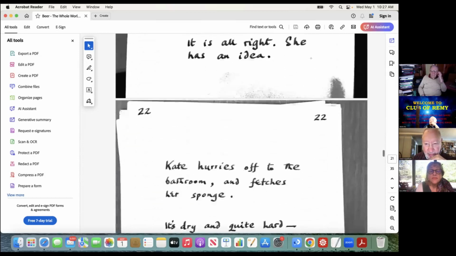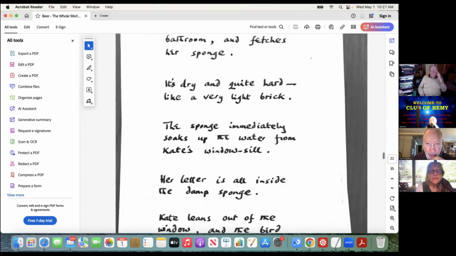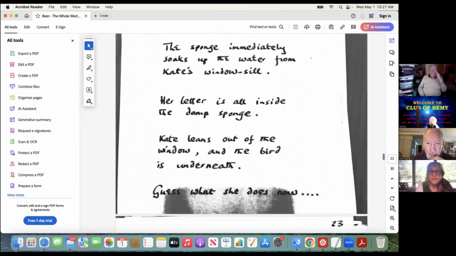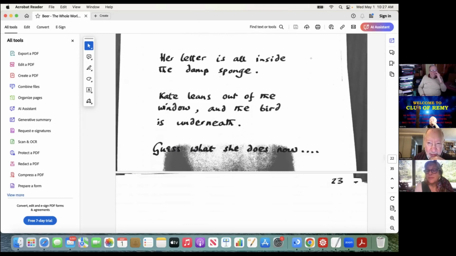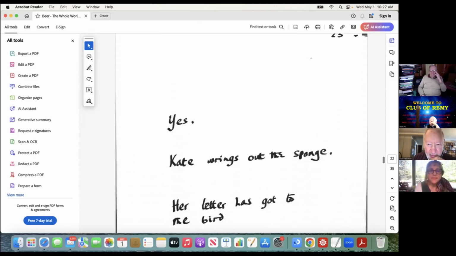It's all right. She has an idea. She hurries off to the bathroom and fetches her sponge. It's dry and quite hard, like a very light brick. The sponge immediately soaks up the water from Kate's windowsill. Her letter is all inside the damp sponge. Kate leans out of the window and the bird is underneath. Guess what she does now? Yes. Kate wrings out the sponge.